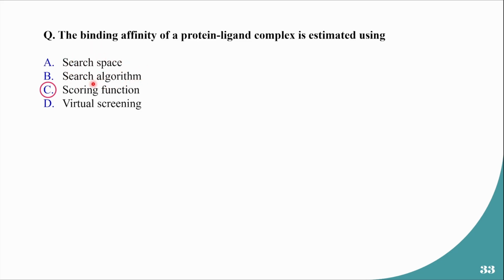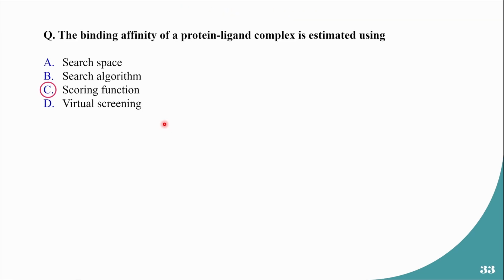The search algorithm is the algorithm that is used for the search. And virtual screening, of course, is the overall screening protocol for a large library of compounds against a particular protein, right? To categorize the binding affinity, however, you need the scoring function to compute it. So that was the set of questions that I had.